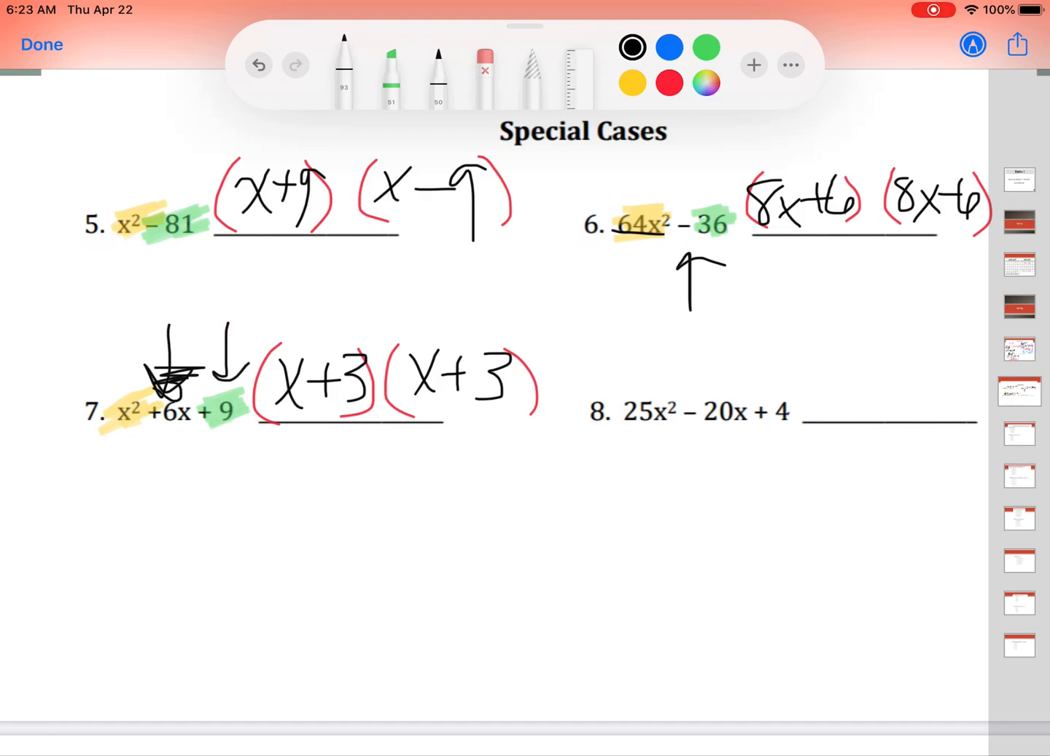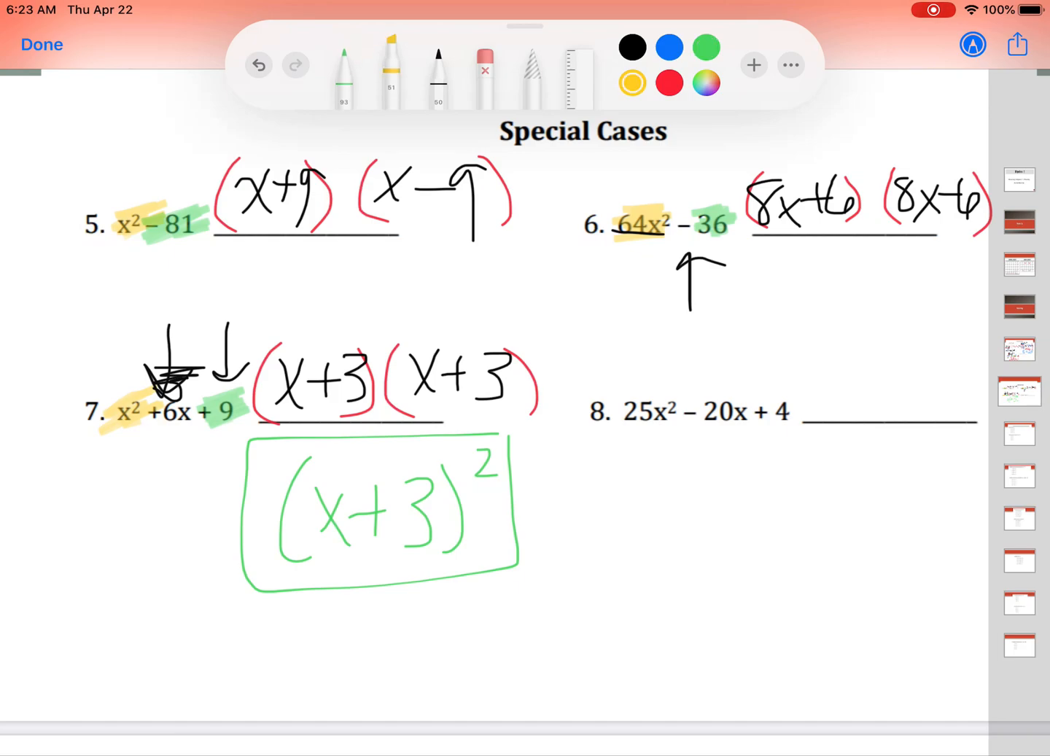If you were to multiply this out, it would be a positive 6x in the middle. So when you have 3 pieces with perfect squares, your signs will be the same. Now I can rewrite this, x plus 3, there are 2 of them. So this is the same as x plus 3 squared. Let's do that one more time. Perfect square.